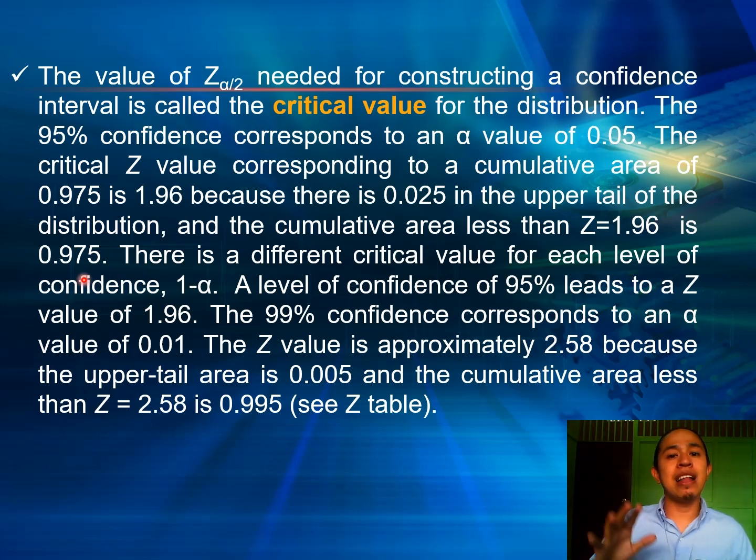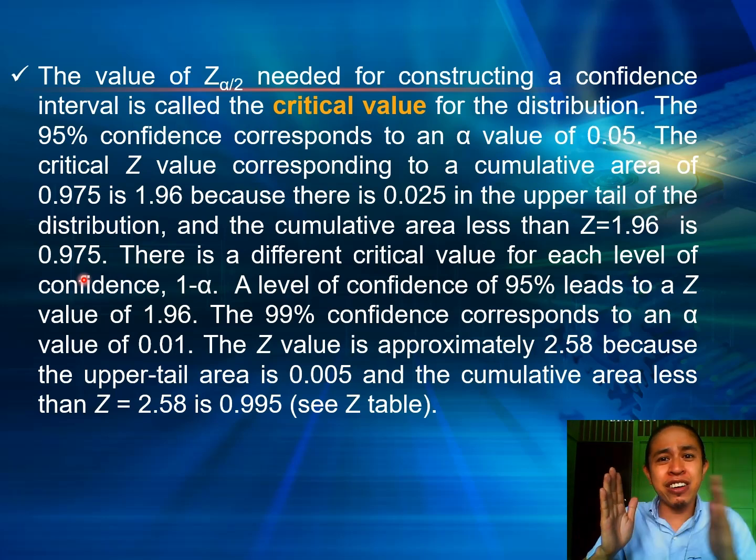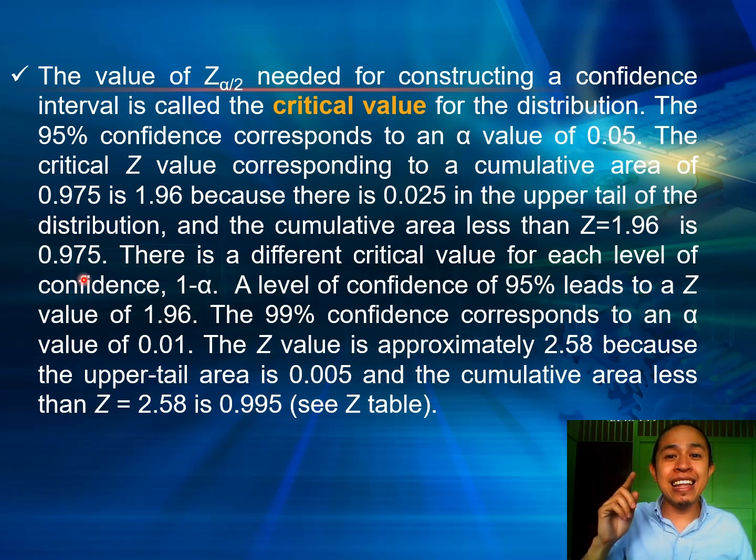Therefore, the critical value is 5%. And since we are dealing with a normal distribution, the 5% will be divided into 2. So we have 2.5% in the lower tail and 2.5% in the upper tail. So on the upper tail, if you have a critical value of 2.5%, what is the cumulative area? It is 97.5%, correct?